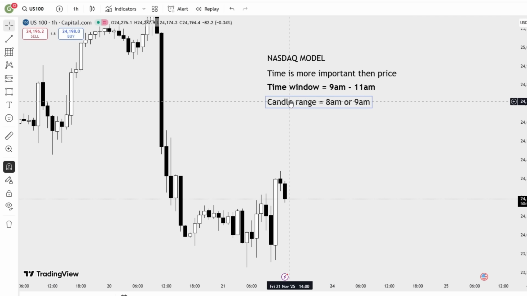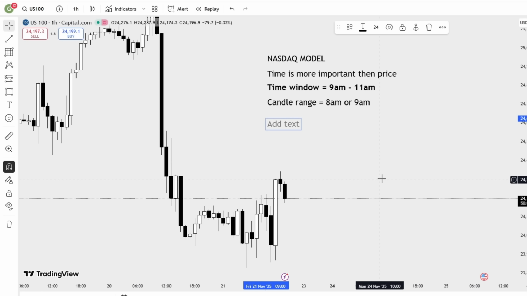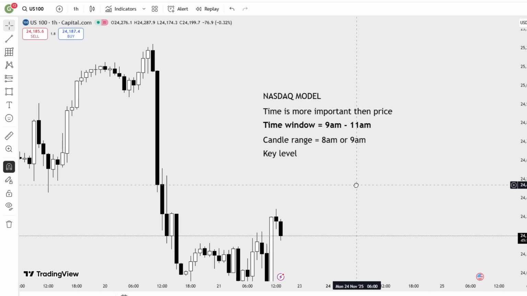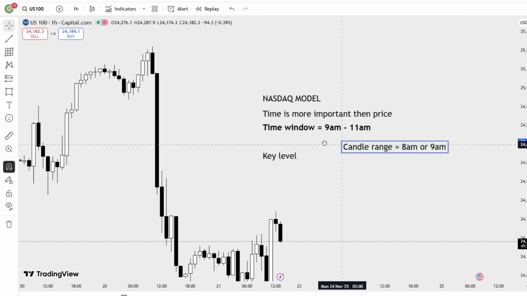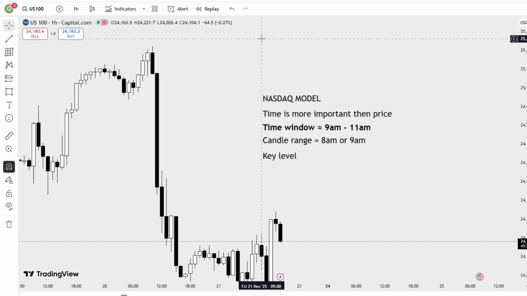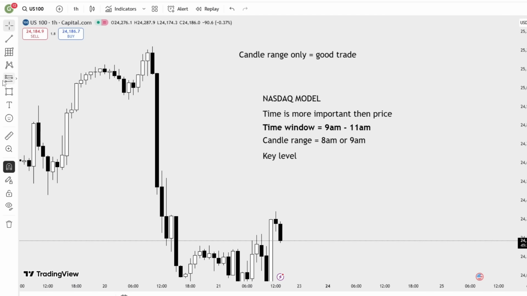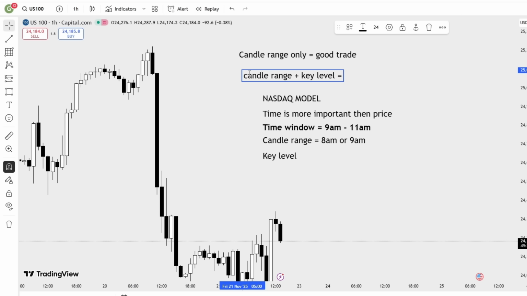After that, we got our candle range. We need a key level, okay? We have a key level, we have a trade. And I want to explain for you guys, you can trade just the candle range. Yes, you can. But let me write this. Candle range only equals good trade, okay? Candle range plus key level, perfect trade, okay?